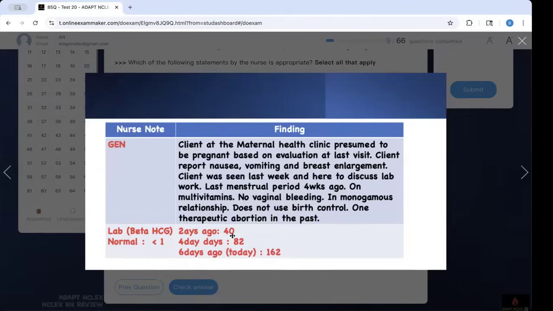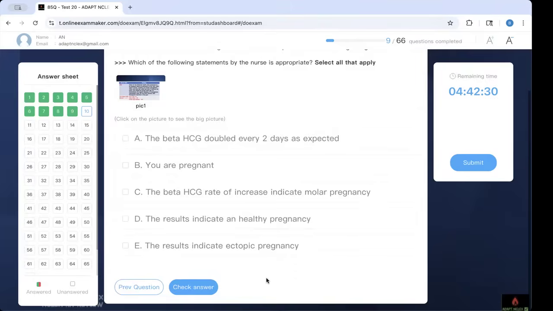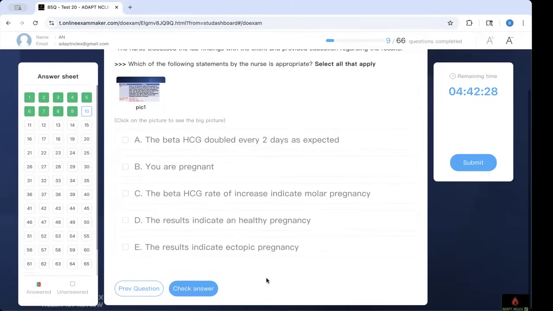Look at it. 2 days it was 40. 4 days it was 82. 6 days it was 162. Is the rate okay? 40, 82, and 162. Is that okay? That's the key. 40, 82, 162 every 2 days. Is that okay? That's the concept here. You got to know this.